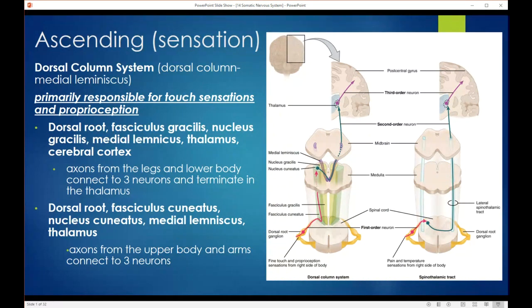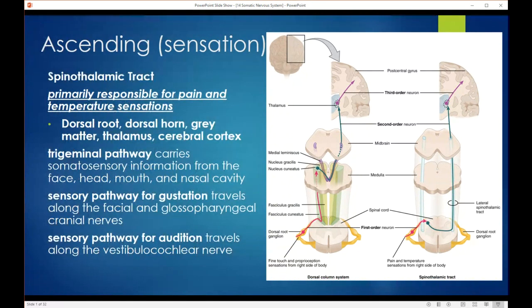I should know where my limbs are, and that's sort of that awareness of our own bodies. We also have our ascending sensation, our spinothalamic tract, okay? And that's primarily responsible for pain and temperature sensations, okay? We have our trigeminal pathway. You may recognize that word, the trigeminal.